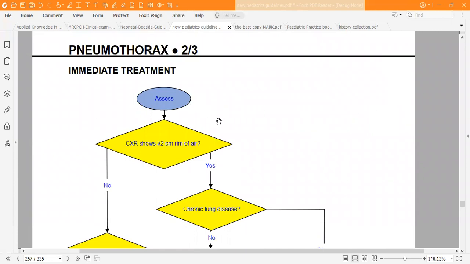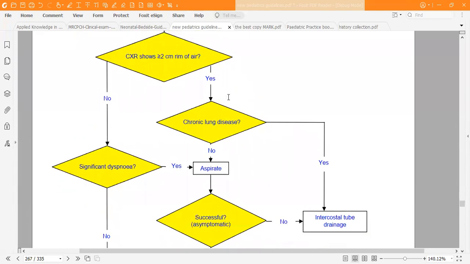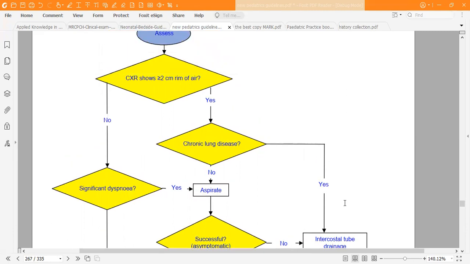First of all, you will have to assess. You will do a chest X-ray, which shows 2 centimeter or more rim of air. If yes, you are probably suspecting chronic lung disease. If yes, you will insert intercostal tube drain. Okay, so now we will pick no in here.